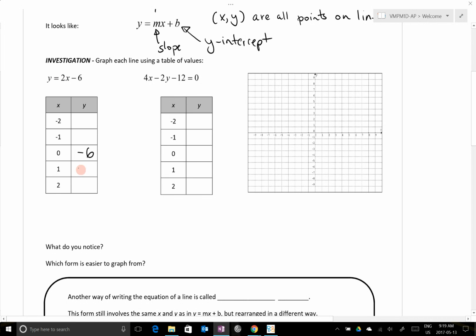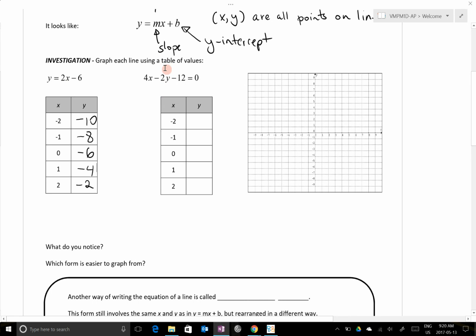So from -6, we go up 2 to -4. Again, we go up 2 to -2. And going in reverse, we're just going to subtract 2. So here -8, and here we have -10. Alternatively, you can use the x values, substitute them in there, replace the x, and just evaluate that right-hand side.